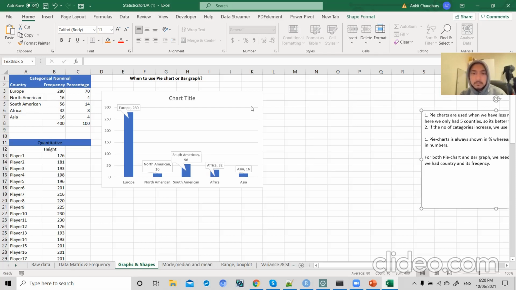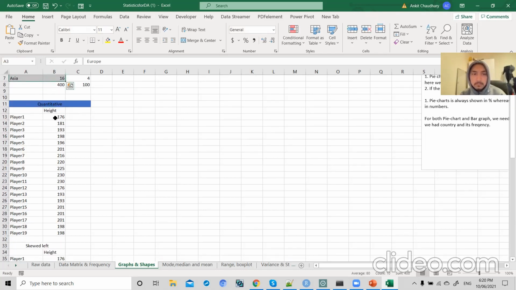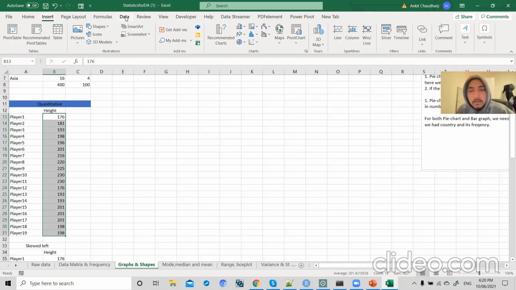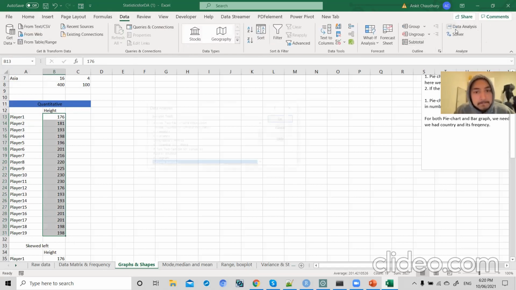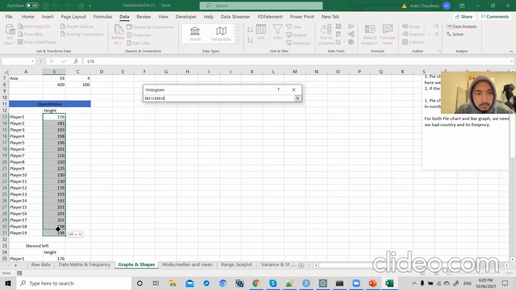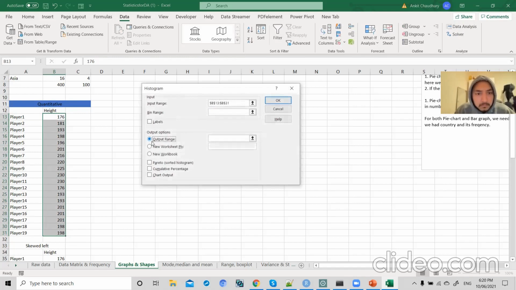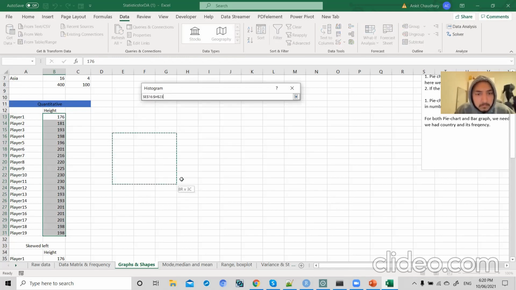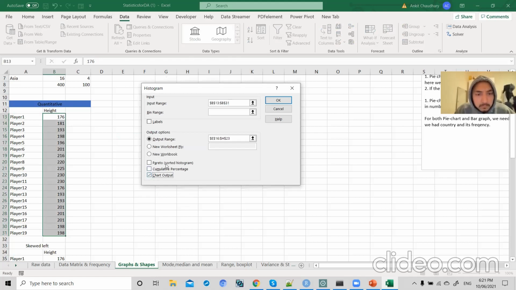Now let's say we only have the height of the players, and we want to visualize the height. So what's the maximum and minimum height? How is the height ranging within the players? For that, what we need to use is a histogram. So we go to data analysis. Here we have histogram. Input range will be this range, and output, I want to have the output here, and chart output.